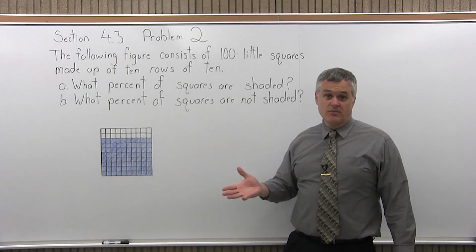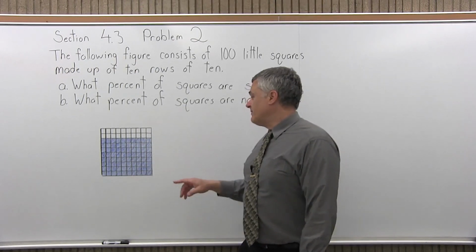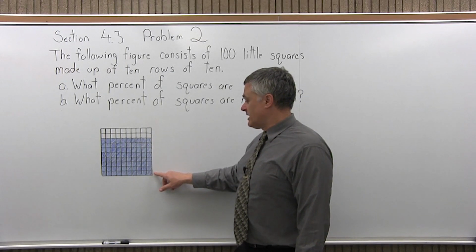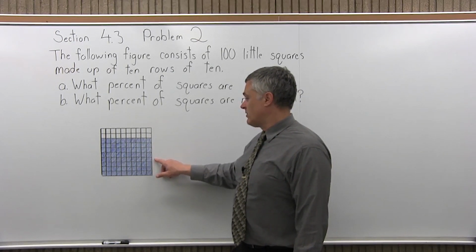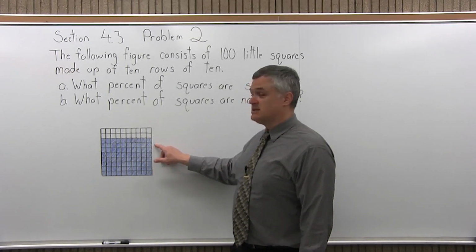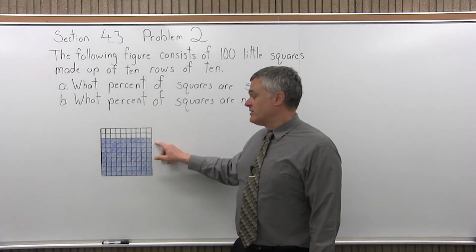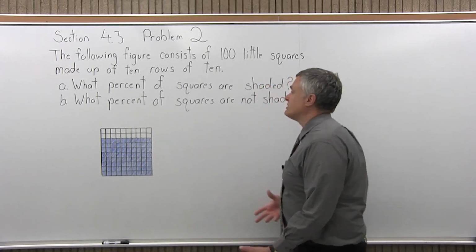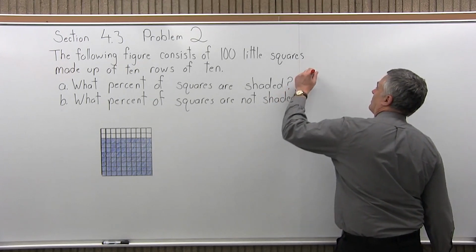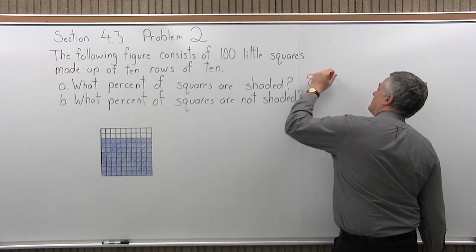So what you want to do is count up how many out of the 100. Now, they're in rows of 10. So we have 10, 20, 30, 40, 50, 60, 70, 80 squares out of the 100 are shaded. So what percent are shaded? 80 out of 100 would be 80%.